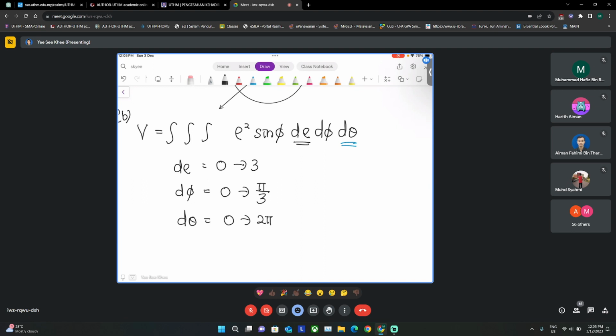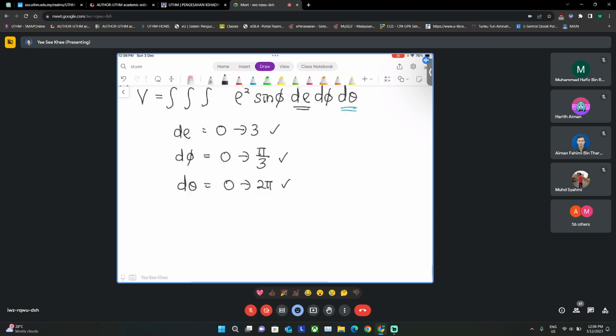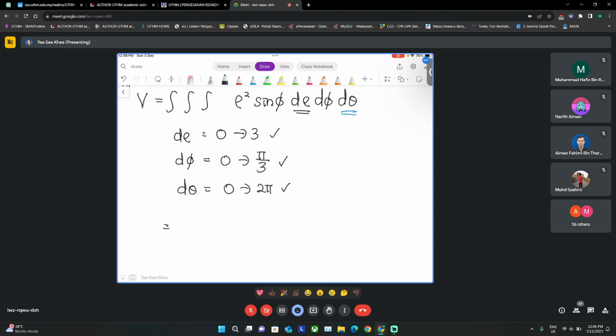So the way of defining the interval in the spherical coordinate is slightly different compared to the Cartesian and also the cylindrical. You need to view this in terms of angle. Phi is an angle, theta is an angle, and this one is the radius, the radius of the sphere. So you can put them now inside the equations.